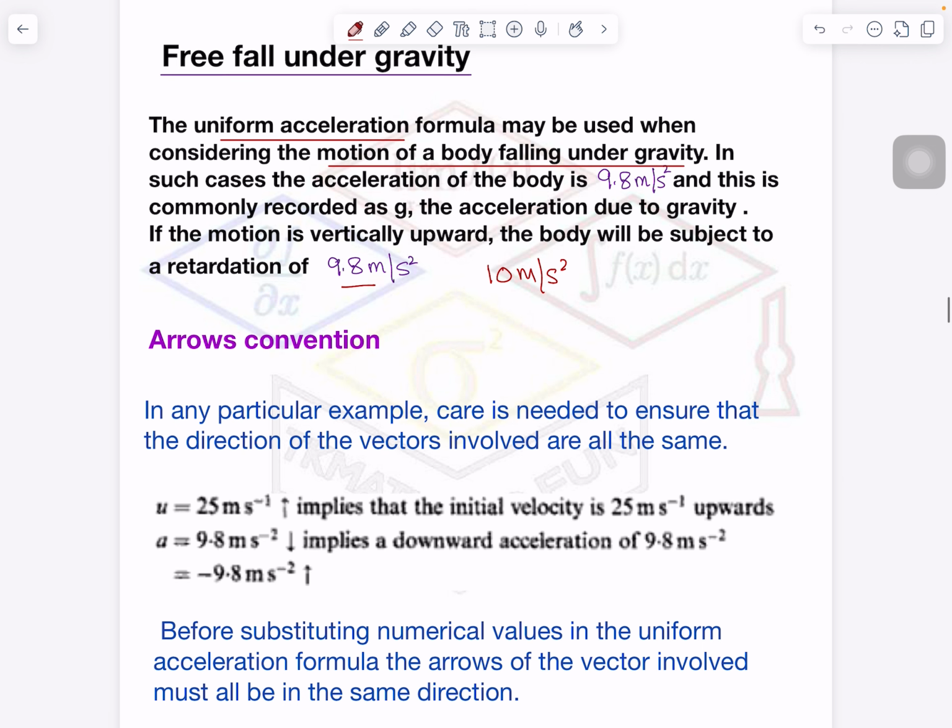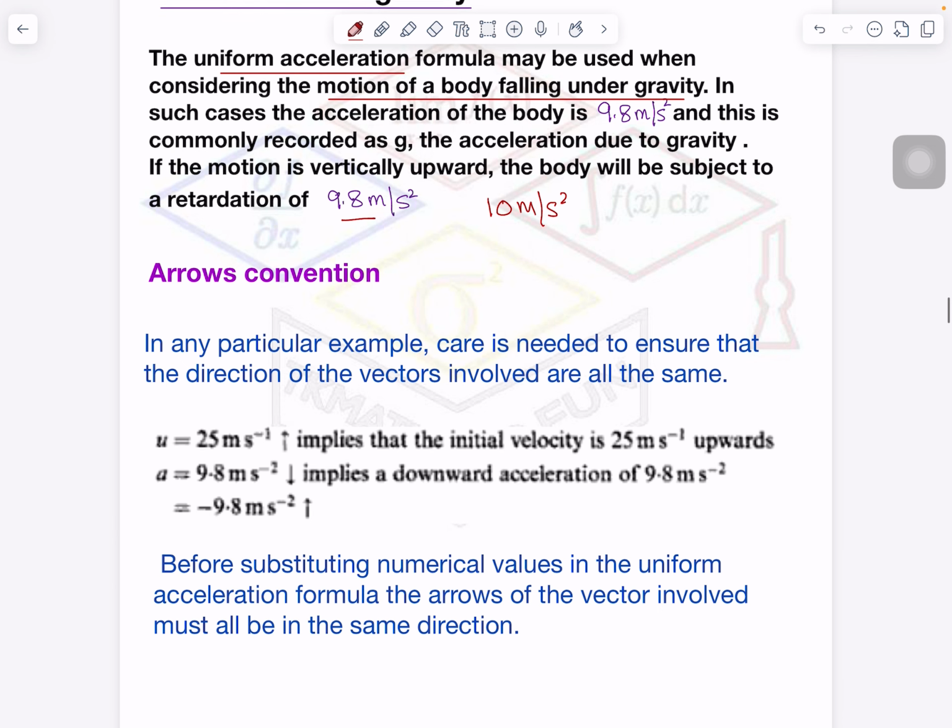Now, a very important thing is the arrow convention. This is where students usually make mistakes, so we need to understand it. In any example which you will see afterward, care must be taken to ensure that the directions of the arrows of vectors are all in the same direction. For example, if I say u is equal to 25 meters per second, it means I am throwing the ball up, and it is thrown with a velocity of 25 meters per second.